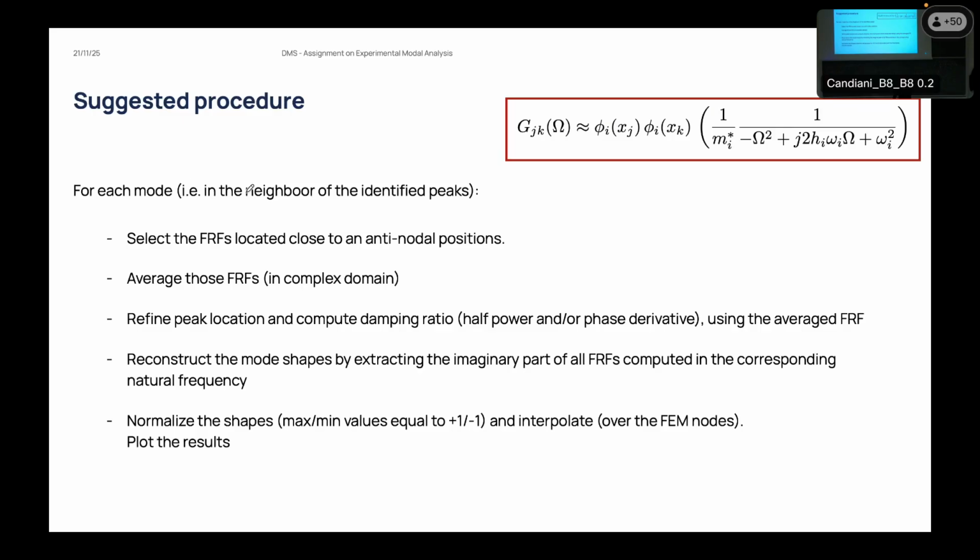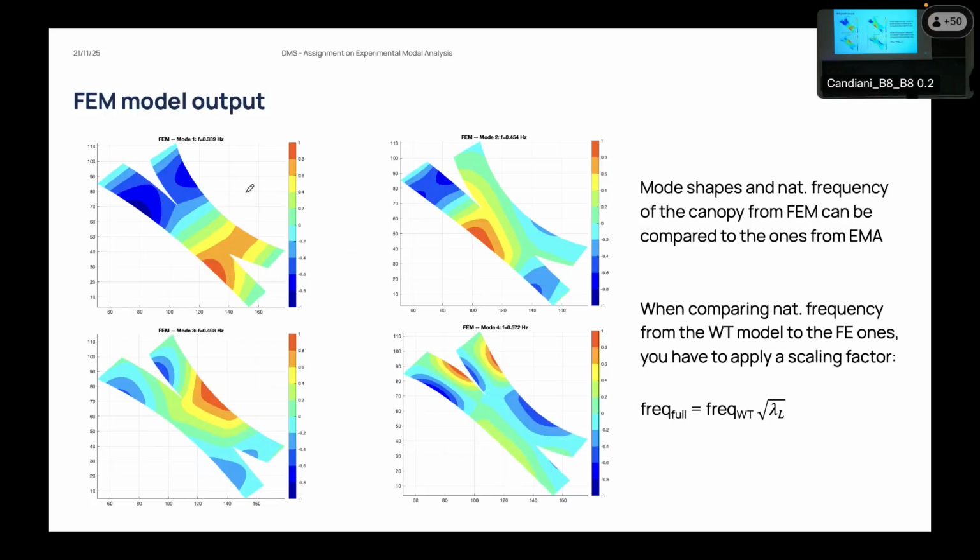This procedure must be repeated for each mode. So I think that in your code, you will have a kind of for cycle that goes through all the modes. You take the frequency response functions, you extract the one closest to the antinodal position, you perform the average, you compute natural frequency and damping ratio, then you consider the neighborhood of the natural frequency, over the location of the natural frequencies, all the frequency response functions to reconstruct the mode shape. This is the output you should compare your result with.